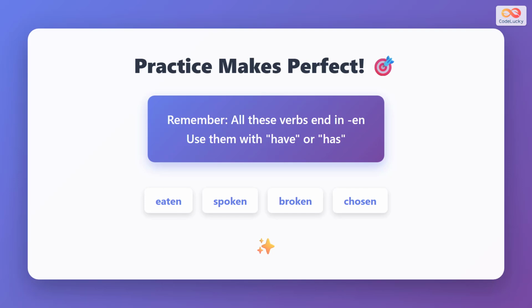Remember the key rule, all these verbs end in en when forming the past participle. You must use them with the helping verbs have or has. The four main verbs we learned today are eaten, spoken, broken, and chosen. Practice using these in your own sentences every day. The more you practice, the more natural they will feel.